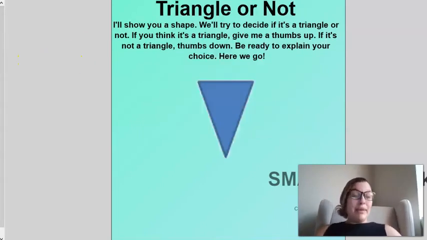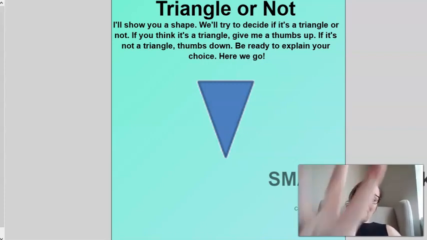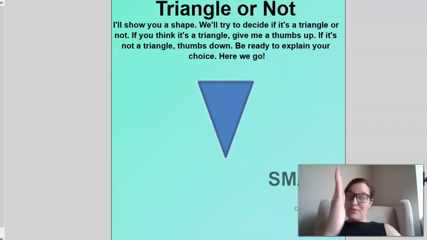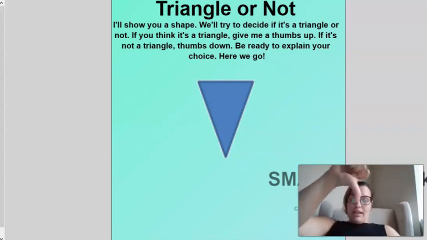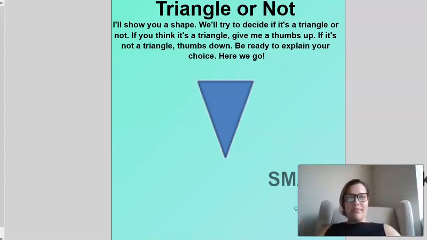We're going to play a quick game. It's called Triangle or Not, because we learned about triangles yesterday, and we learned that triangles have 3 sides, 3 points, and straight lines, and they're closed. So, if you think this is a triangle, give me a thumbs up. If you do not, give me a thumbs down. Is this a triangle? Yes, it is.